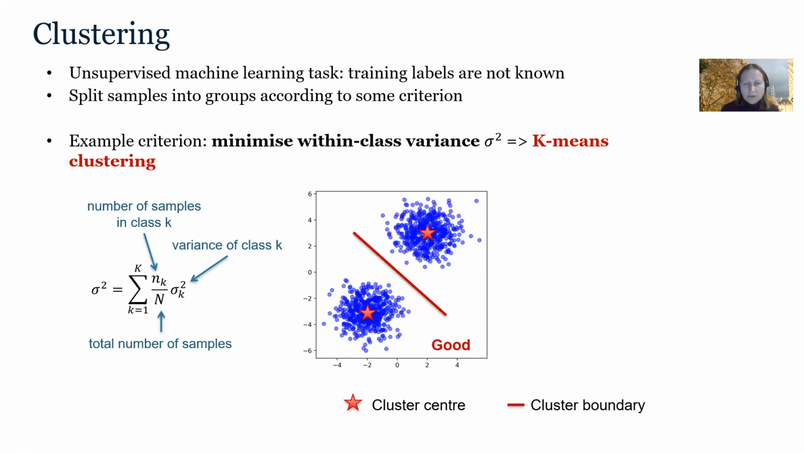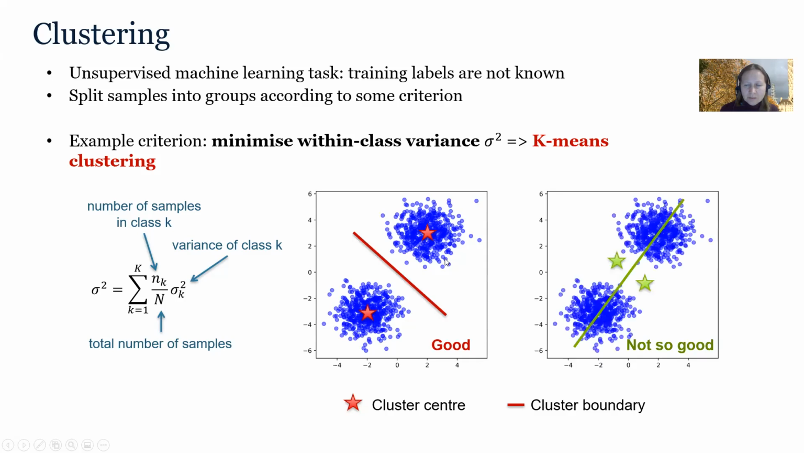So why would we do that? Let's say that we have two well-defined clusters. If we split it like this nicely in the middle, and we have nice centers in the center of each cluster, obviously this is a good solution, and the variance within each class should be relatively small. But if we split it this way, this would not be a very good split, because obviously these parts of the cluster are very far from each other, so the variance will be large. So this is not a good split. We are aiming at something like this.